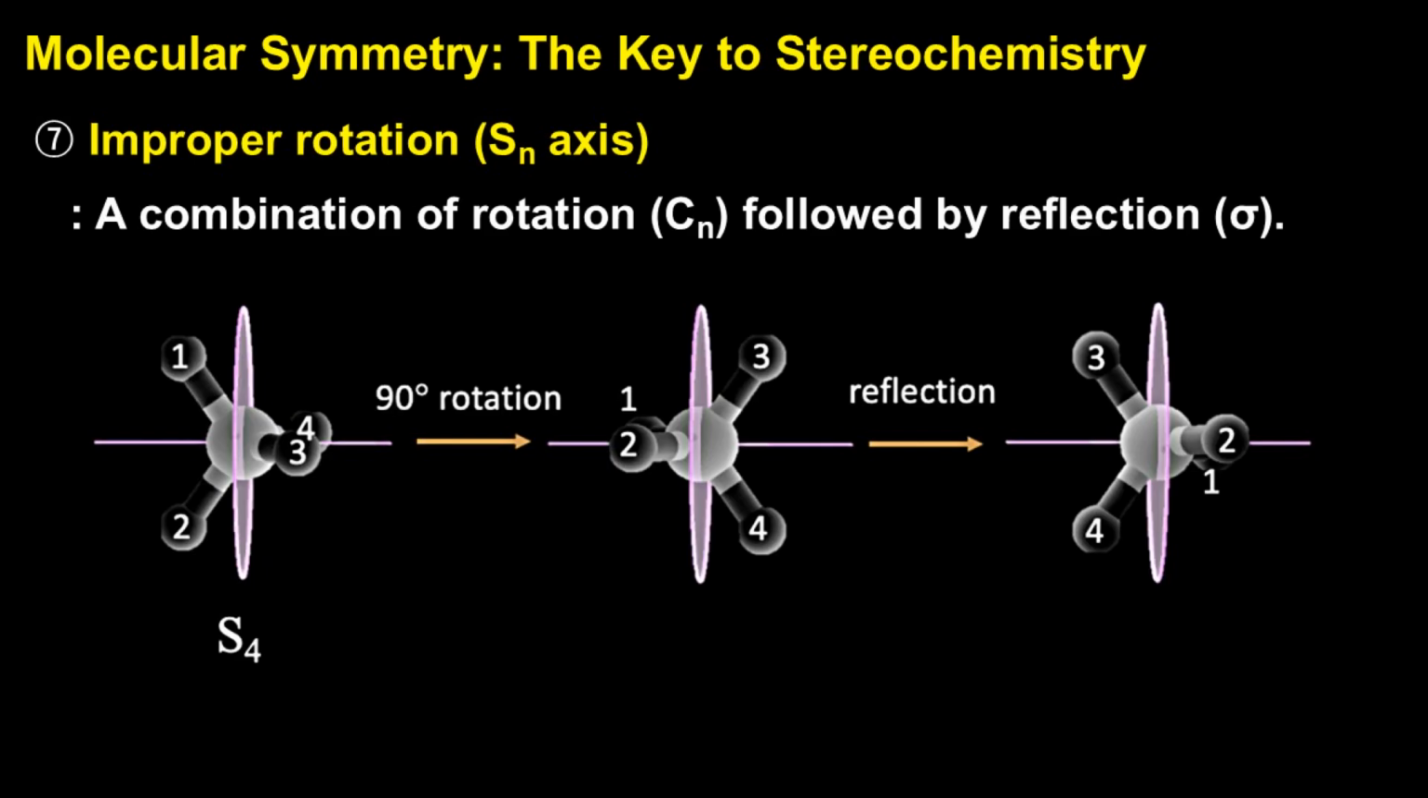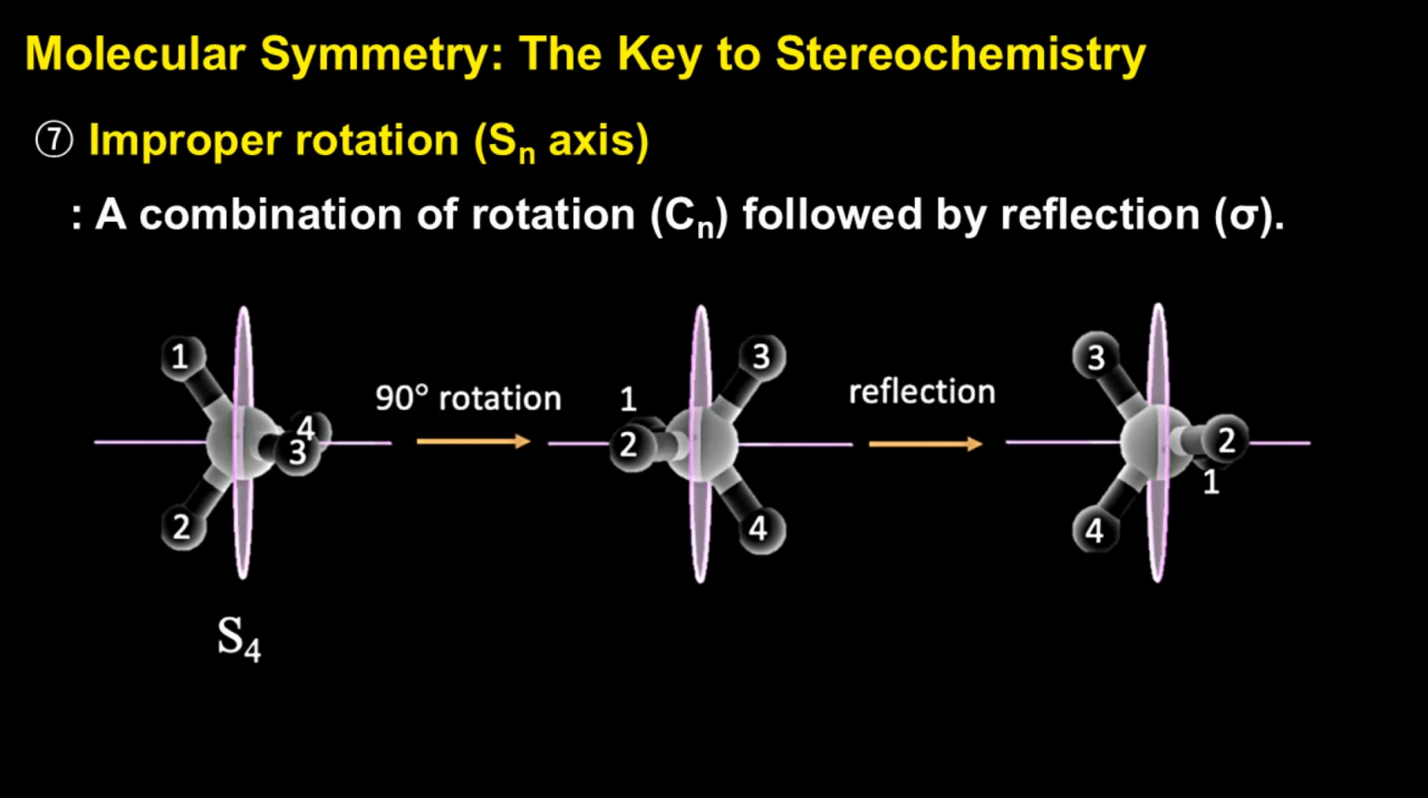Here's the deal. It's not just a regular rotation. Instead, it's a 2-step process. First, you rotate the molecule by a specific angle. Then, you reflect it across a mirror plane. Only after doing both steps does the molecule return to its original appearance.